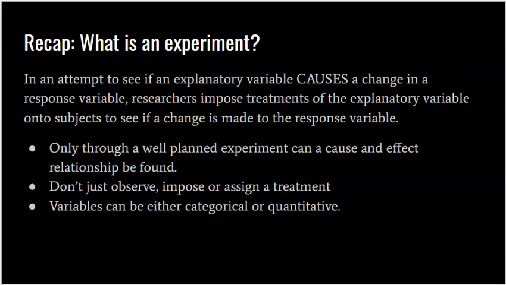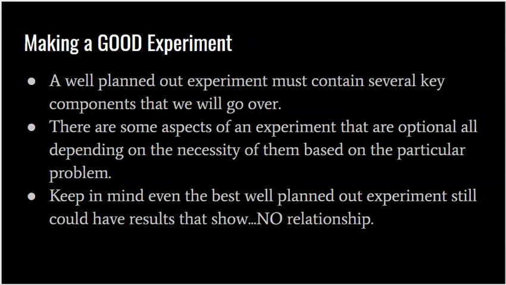But I want to go back to that cause and effect one more time. An experiment is the only way to show a cause and effect relationship. But keep in mind, that doesn't mean that every experiment will show a cause and effect relationship. Sometimes at the end of an experiment, you might learn that there is definitely a very strong relationship between two variables, but you still might not be able to say that one causes the other. Maybe you learn that there is simply a very strong association. But if you do want to show a cause and effect, an experiment is the only way to go.